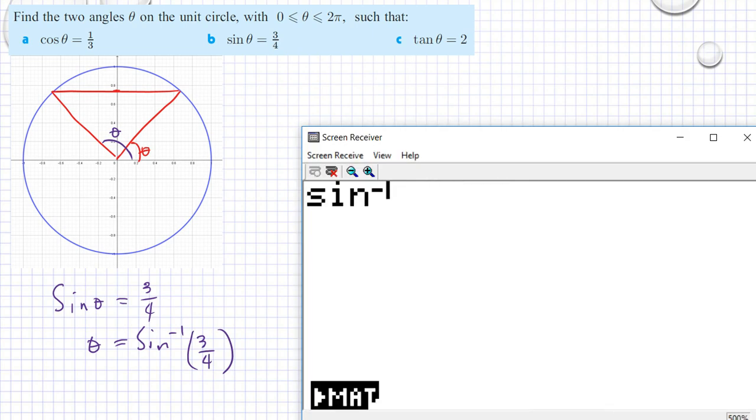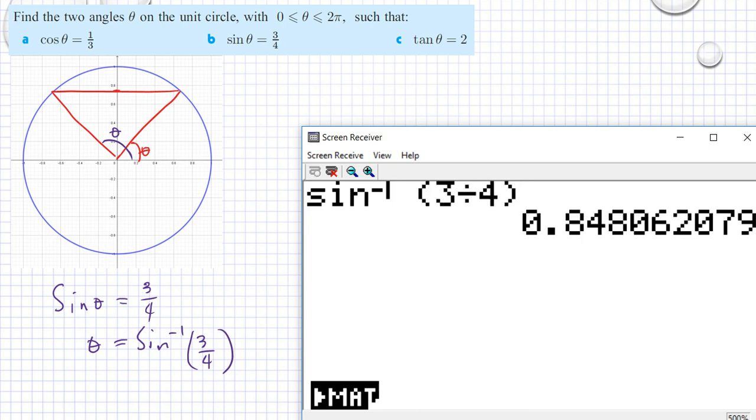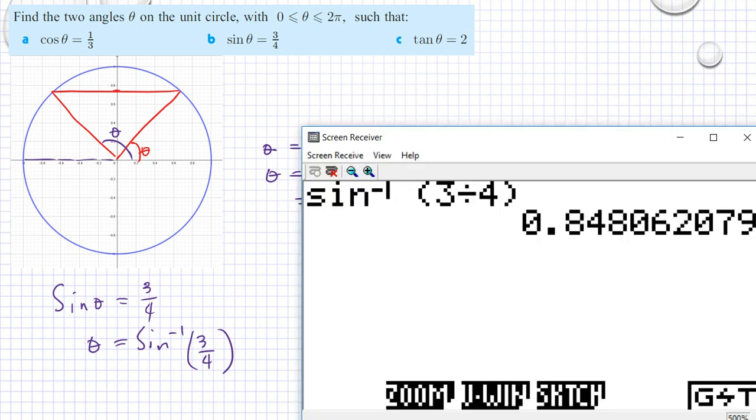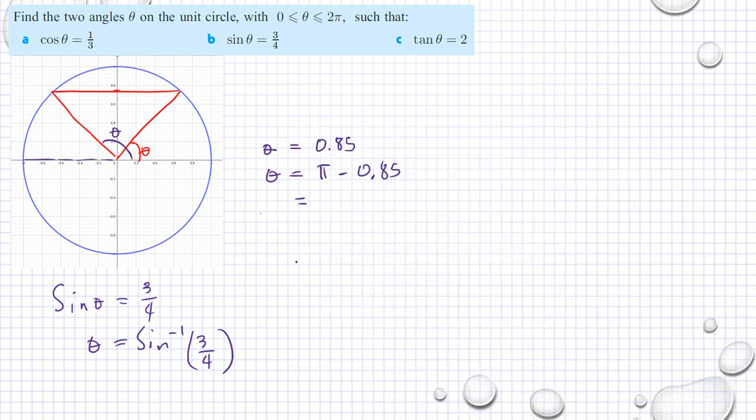So we have arc sine 3 divided by 4. Then we have 0.85. Theta is 0.85. And also theta is, we have pi here. So we have pi minus 0.85. So shift pi minus shift answer. We have 2.29. So those are your two. The red one is 0.85 and the blue one is 2.29.